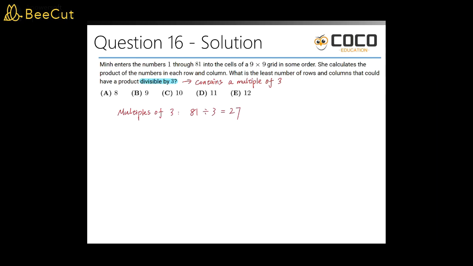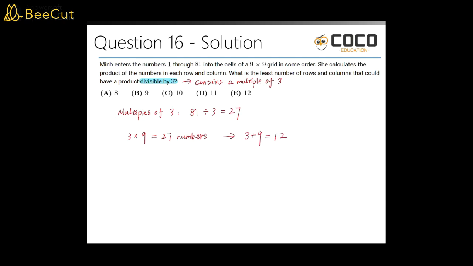So we have to check how to arrange these 27 numbers. We can try to put them into 3 columns where each column has 9 numbers. These are the 27 multiples of 3. You can see we got 3 columns. Now, these 3 columns are divisible by 3. Then each column has 9 numbers, so those 9 rows are also divisible by 3. Okay, this is 3 plus 9. That's 12.